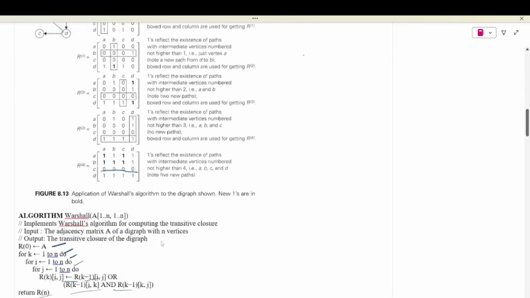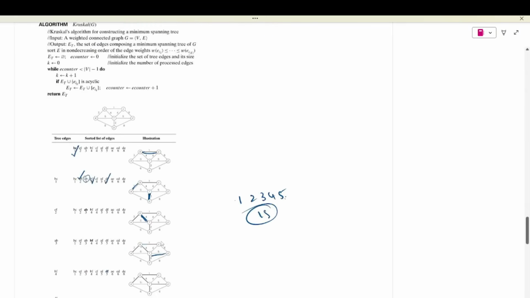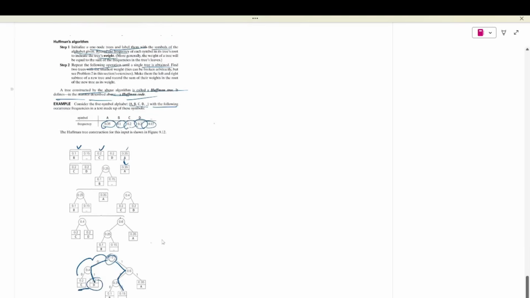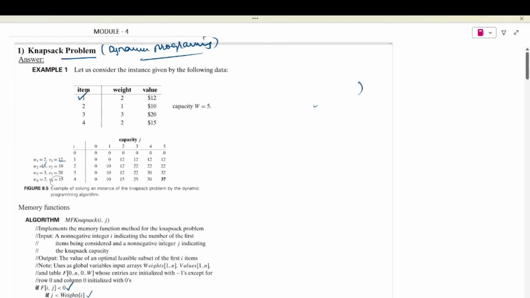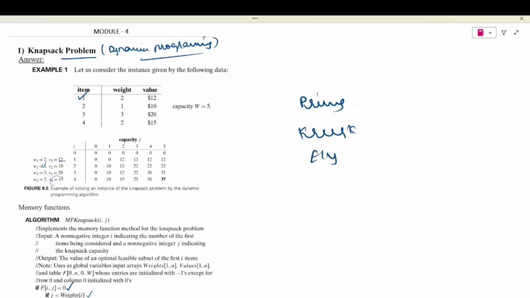Knapsack, Warshall's, Floyd's, Prim's, Kruskal's, Dijkstra's and Huffman trees and codes. I have explained everything which is required in the model paper and the PYQs also. And now if you feel any doubts in the numericals which I have explained, please do let me know in the comment box. I'll try to clear your doubt. Even Prim's, Kruskal's, Floyd and Warshall, I have made a separate video for the lab component in which I have explained the concept and the problems which are required. I have explained different problems also.